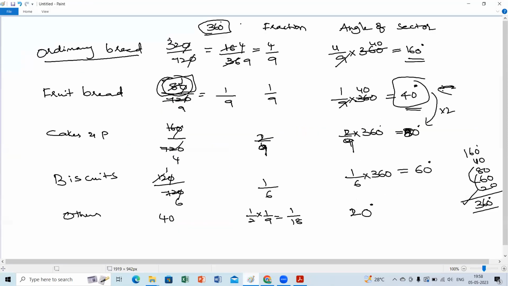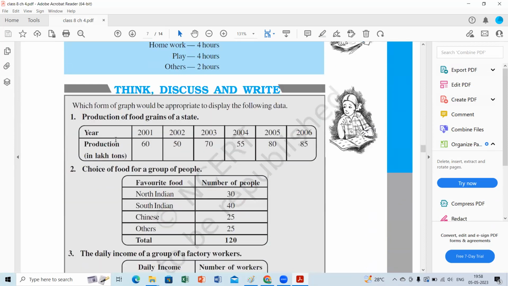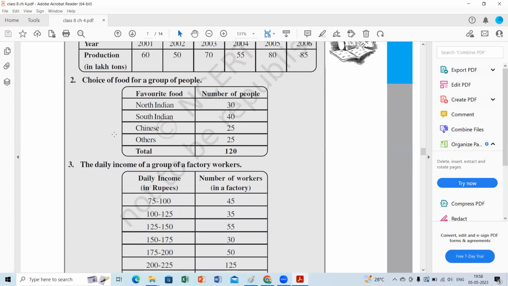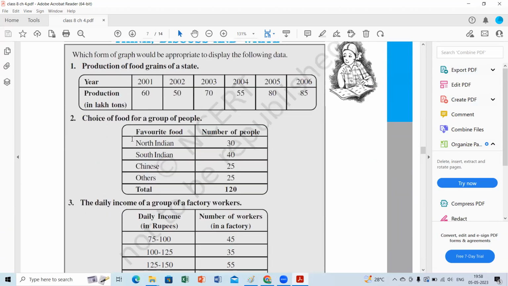That's all for the day, because we are not going multiple. There are a few more exercises to practice for you. You can take those and do them. Think and discuss and write the production of food grains of the state from 2001 to 2006 in lakh tons. The second one is choice of food for a group of people, and the third one is daily income. You can try these three as homework, children.